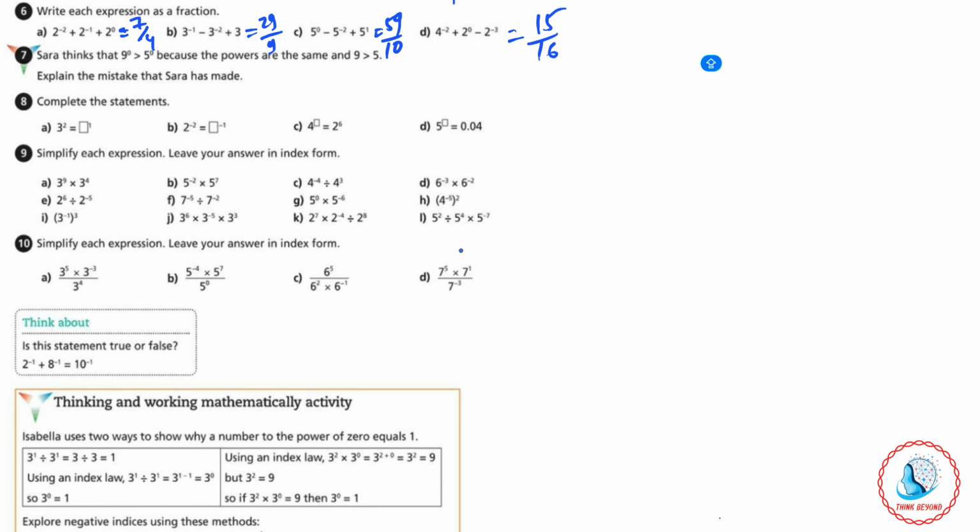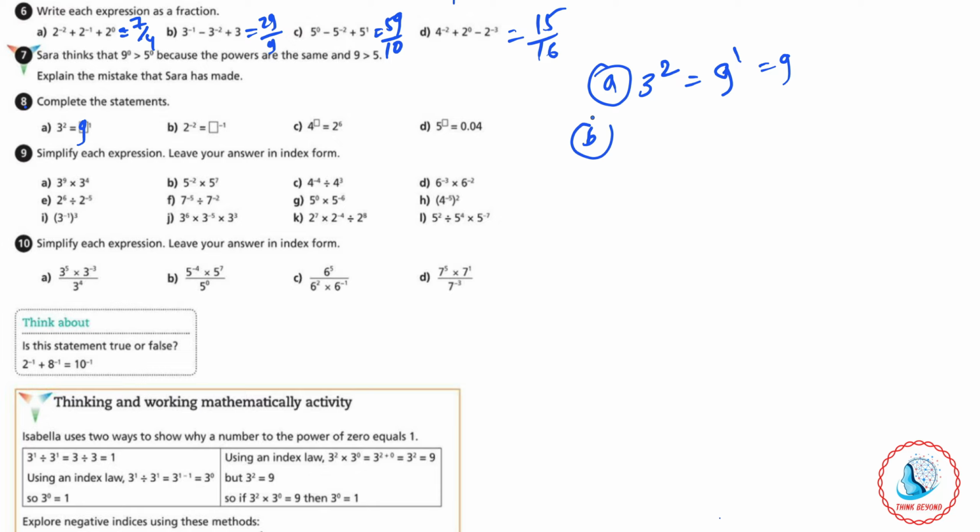Okay, now let's come to question number 8. So question number 8 says complete the statement. Question number A is 3 raised to power 2 is equals to how much raised to power 1. So 3 square is 9, right? 9 raised to power 1 is 9. So the answer here is 9.